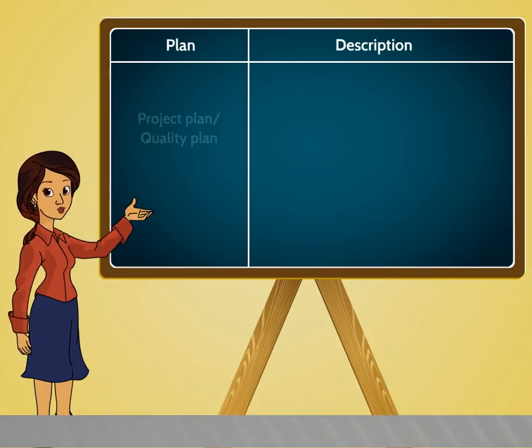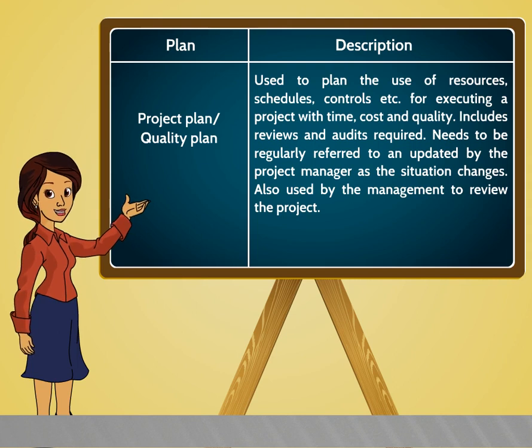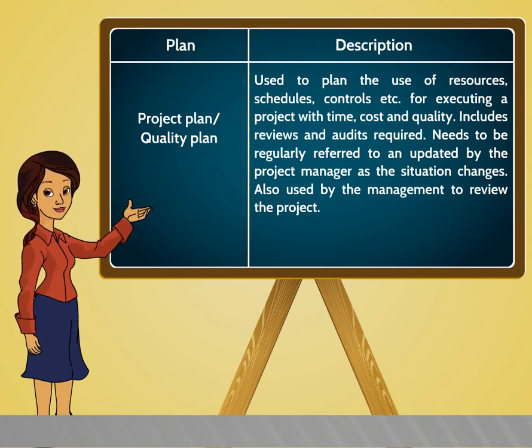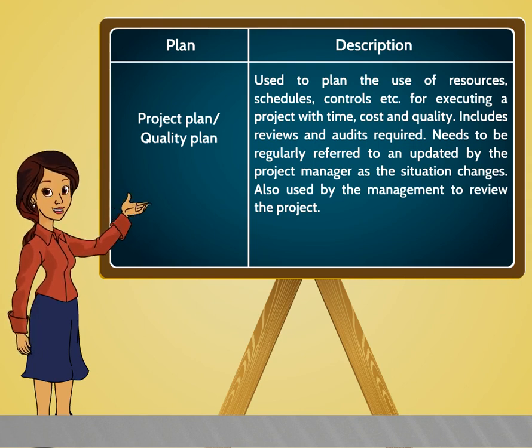Plan description: Project plan or quality plan. Used to plan the use of resources, schedules, controls, etc. for executing a project with time, cost, and quality. Includes reviews and audits required. Needs to be regularly referred to and updated by the project manager as the situation changes. Also used by the management to review the project.